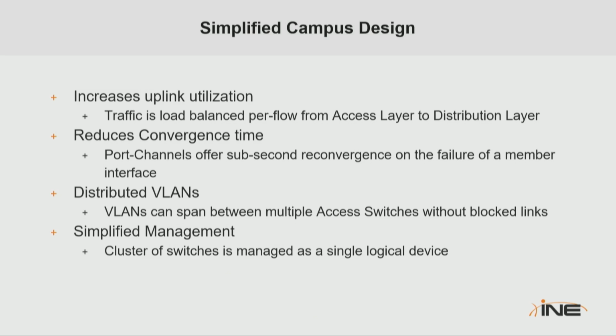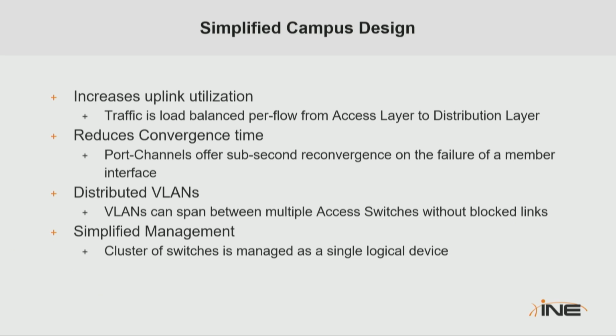Okay, so in the simplified campus design, this is going to increase our uplink bandwidth utilization. So traffic is going to be load balanced per flow from the access layer to the distribution layer across the port channel, based on the port channel load balancing mechanism, and it's also going to reduce convergence time. So the port channels offer a sub-second reconvergence on the failure of either a member interface or a failure of the node in the VSS.